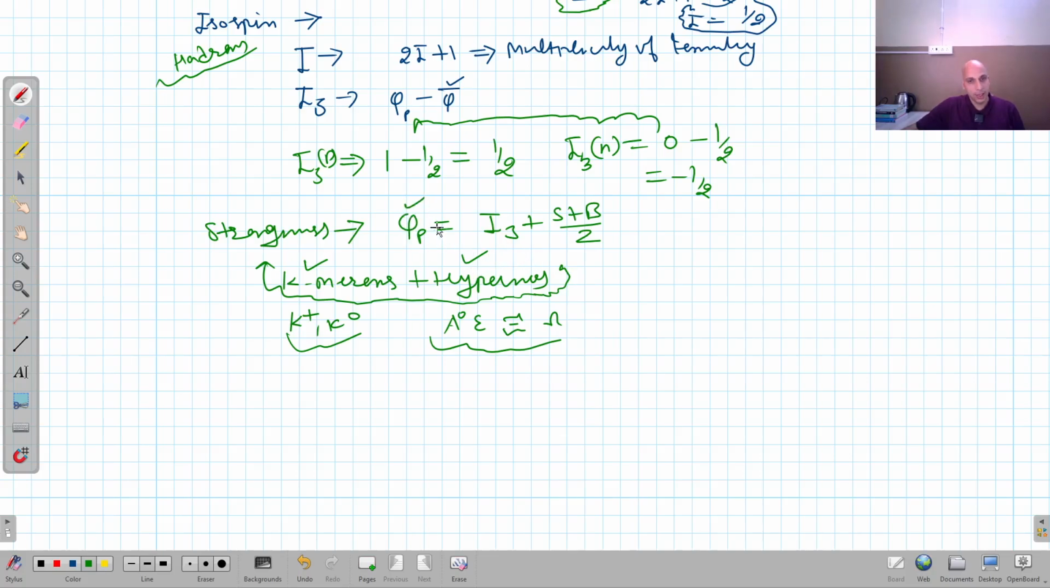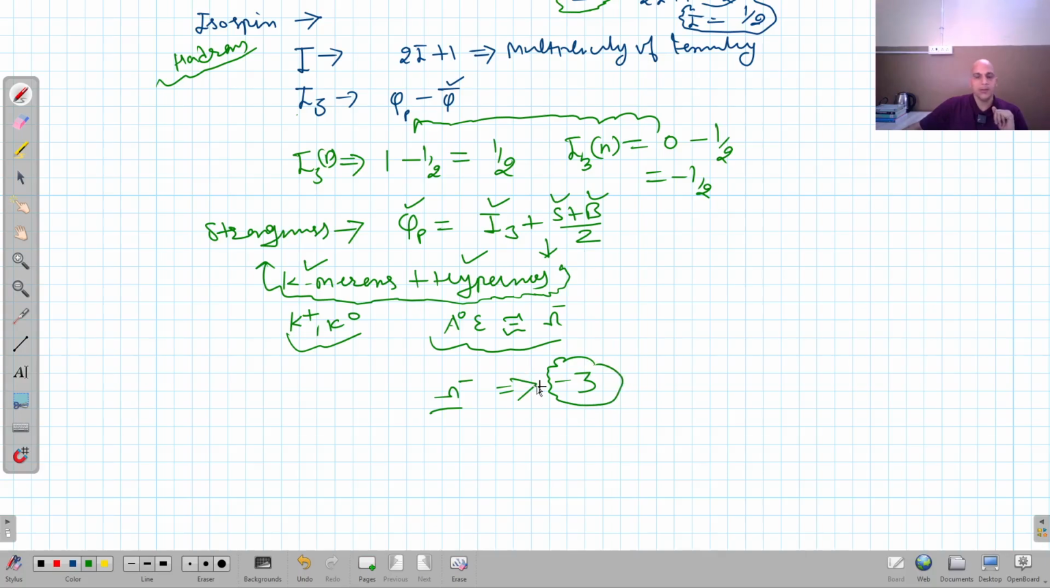Here Q particle is the charge on the hadron, I3 is its Z component of isospin, S is the strangeness quantum number, and B is the baryon number, divided by 2. So by using this formula, I can calculate the strangeness of different elementary particles, right? For example, suppose I want to calculate the strangeness of omega negative, a very prominent particle. When we calculate it, you can see that it comes out to be -3, right?